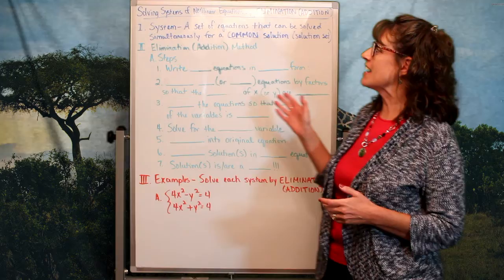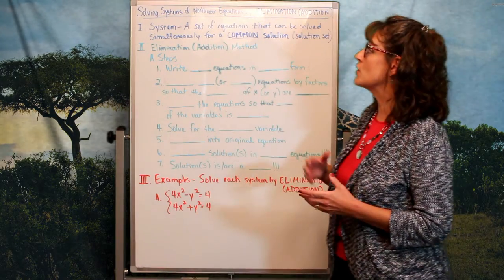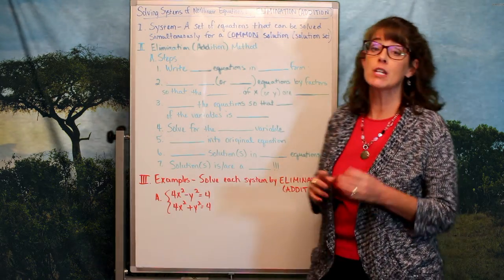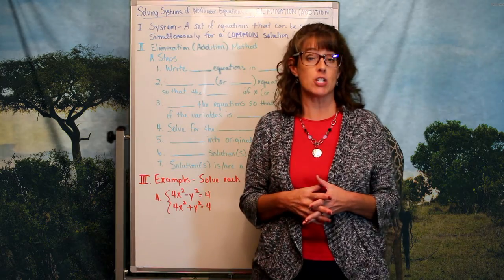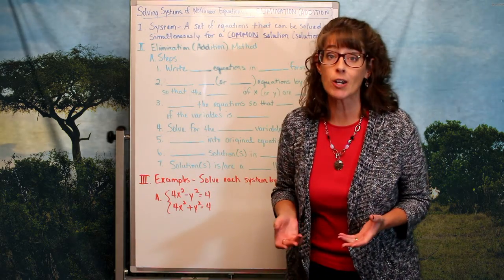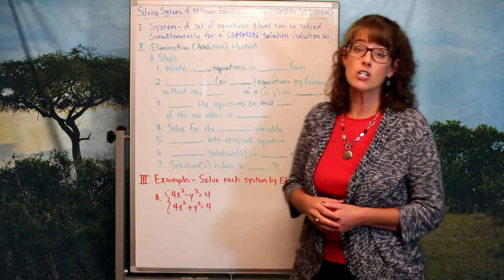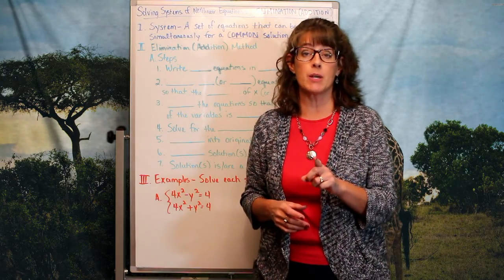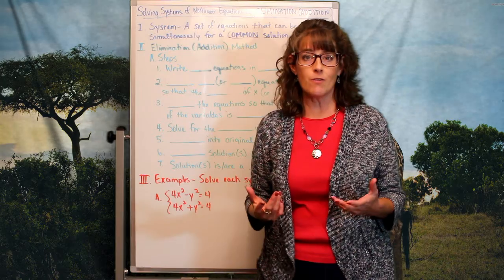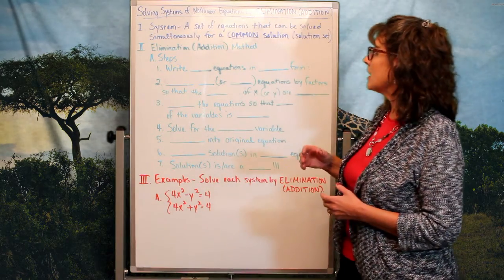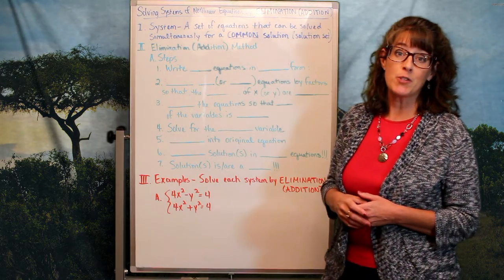Well, now we're going to take a look at solving our systems of nonlinear equations by the method of elimination, also called the method of addition. Now, mathematicians are not creative. We call it like we see it. So if it's called the method of elimination, that means I'm going to eliminate something. What am I going to eliminate? A set of variables. Now, how am I going to do it? By adding up the two equations.